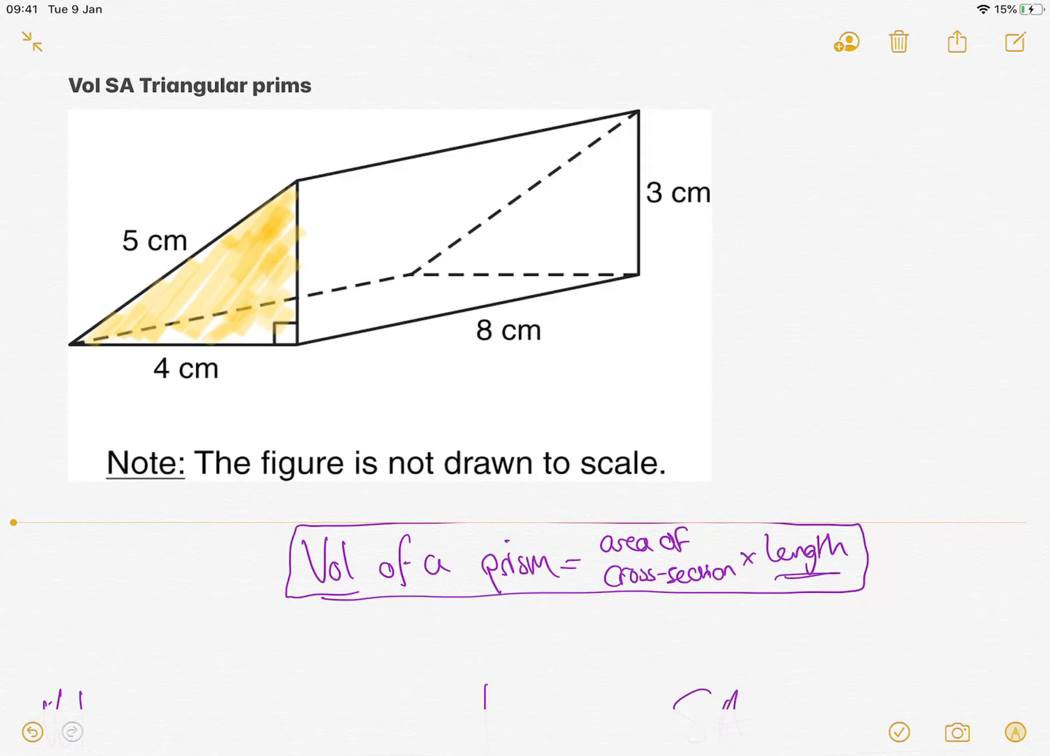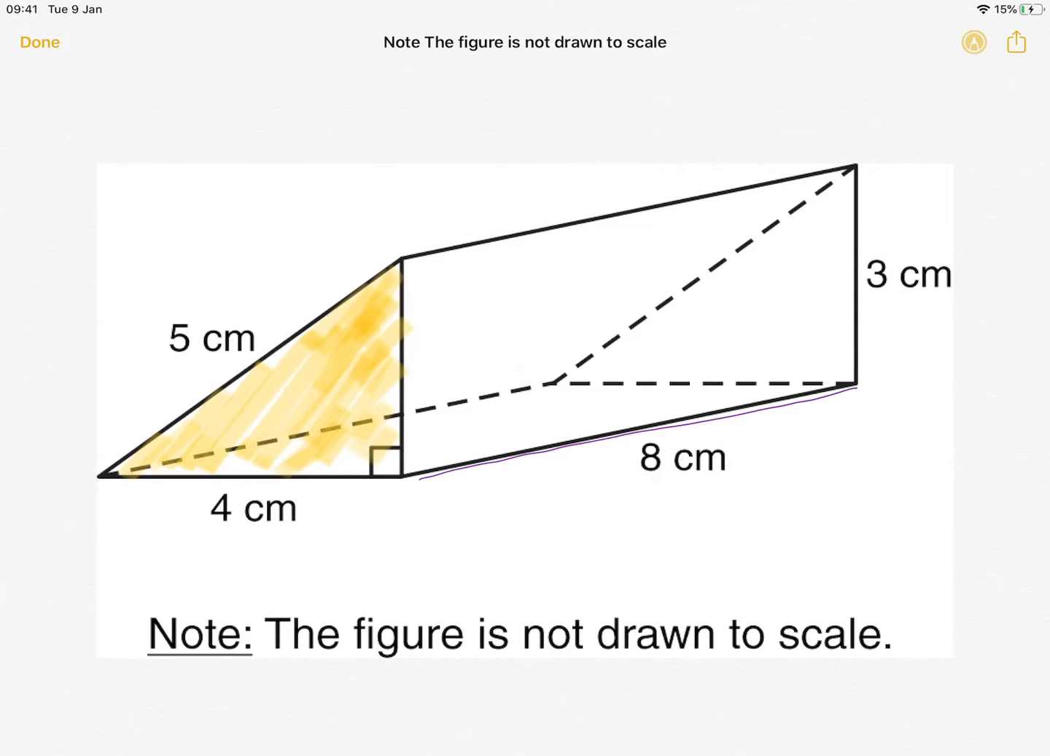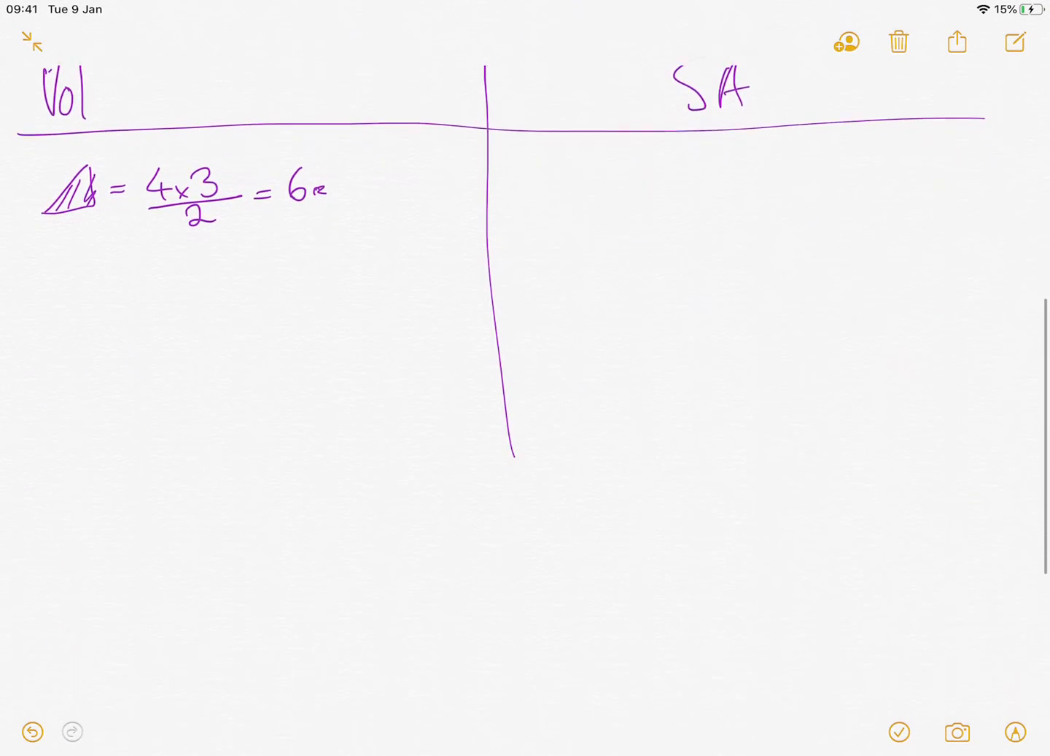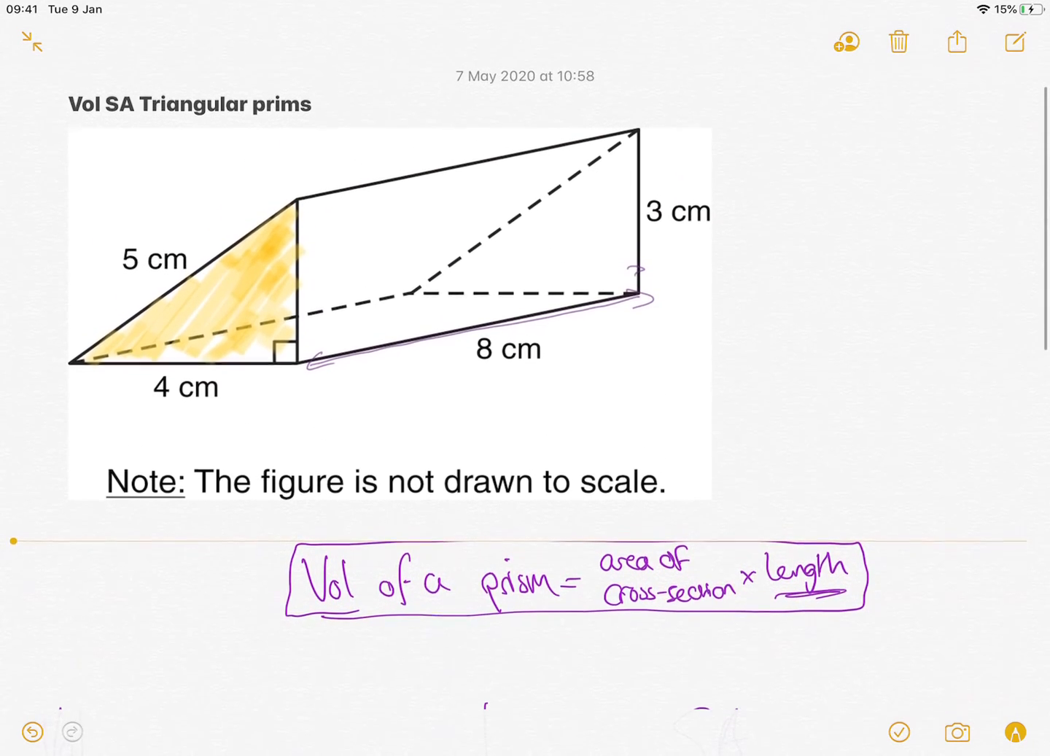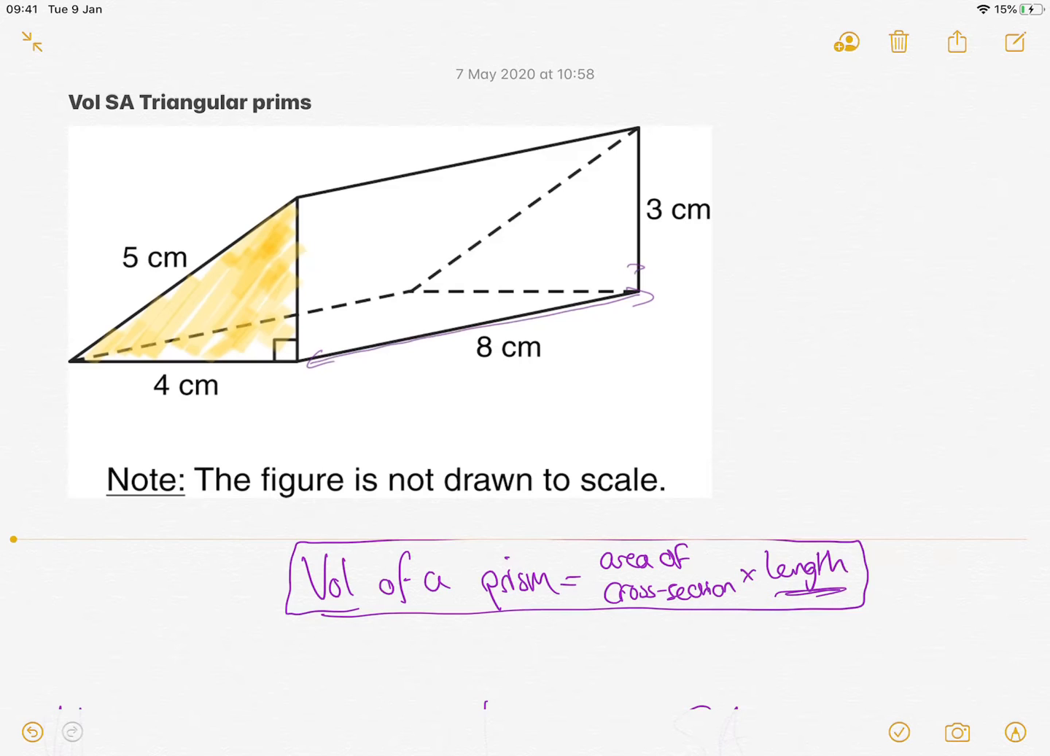I then need to times it by length. My length here is going all the way along, so my length is 8. So I need to do 6 times 8, which is 6 times 4 is 24, so it's 48 centimeters cubed. So I'm saying I could fill that shape with 48 little centimeter cubes.